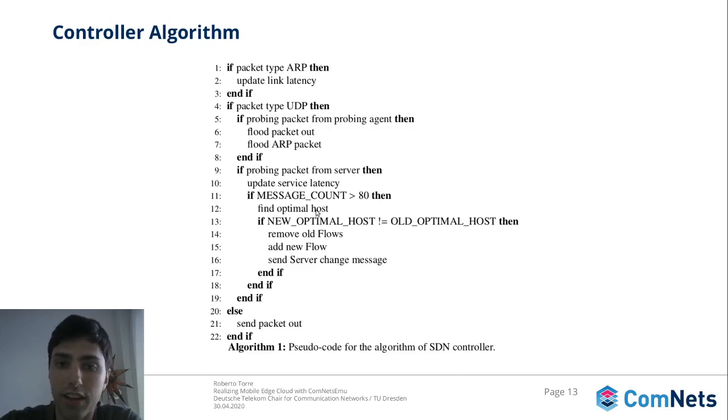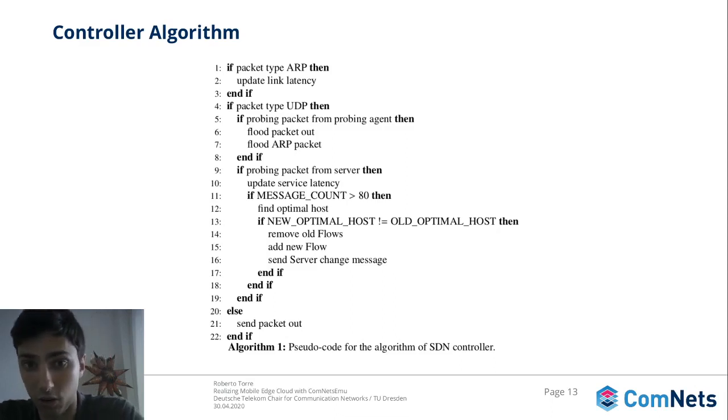Then we have this message count bigger than 80. That just means that if we are doing this over 80 times, we can search for a new host. We are doing this so that we don't change the host every time we get a new packet, because what could happen is that two hosts have more or less the same latency. They are always like this, and we get to a point where we are migrating the server continuously, and that of course is not useful.